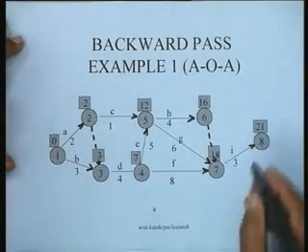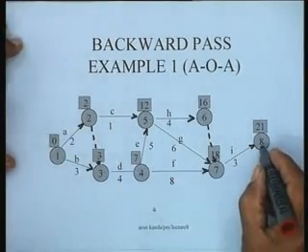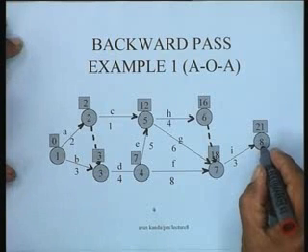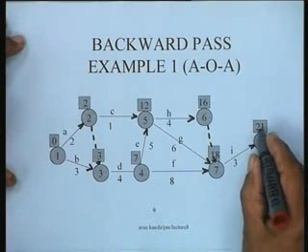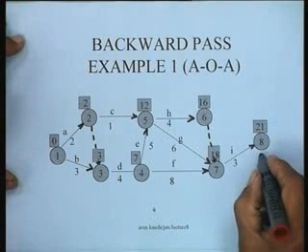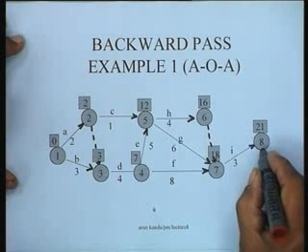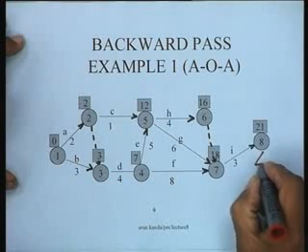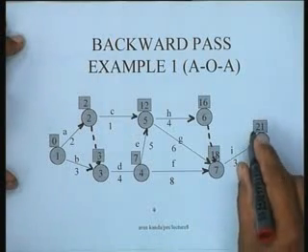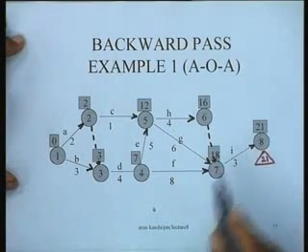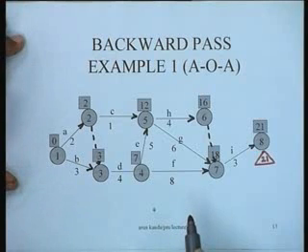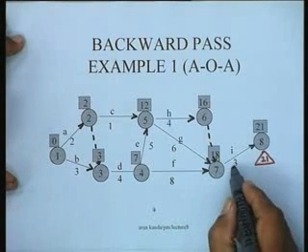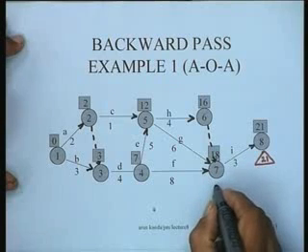And when you do a backward pass, you start from the terminal node, and the initialization step specifies that since the project duration is 21, we would initialize the value of the latest occurrence of this node to equal 21, and I put it in a triangle just to distinguish it from the early occurrence times. Then you can compute this value. 21 minus 3 is going to be 18.